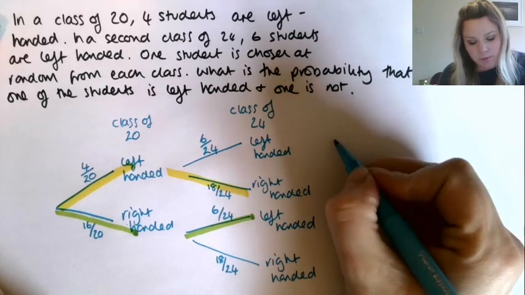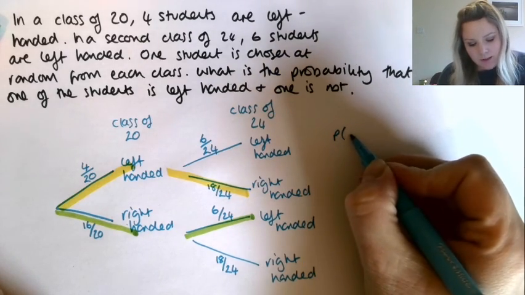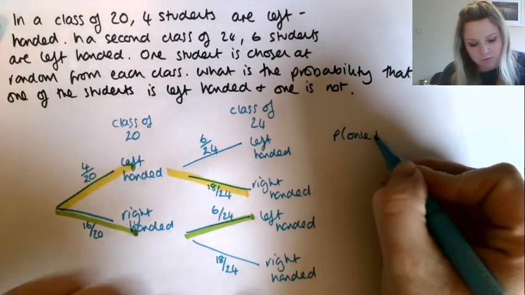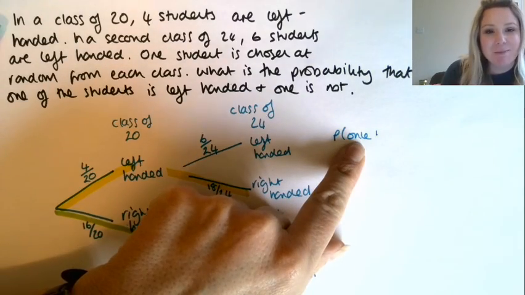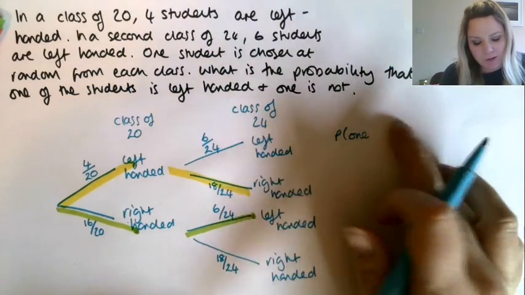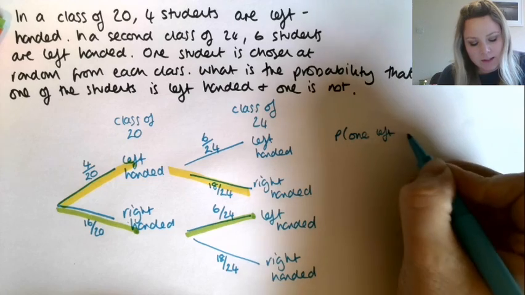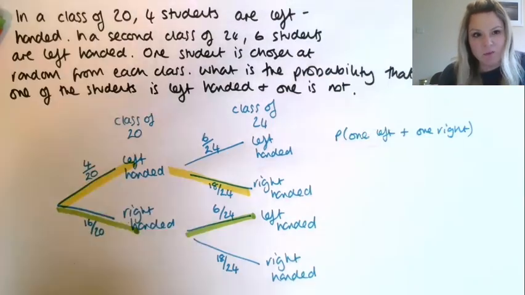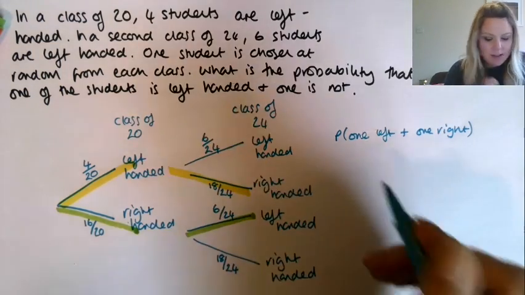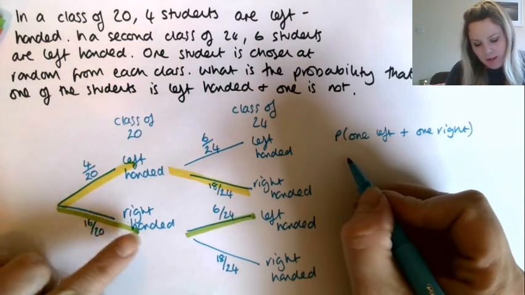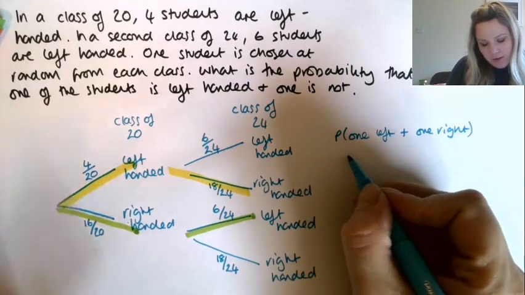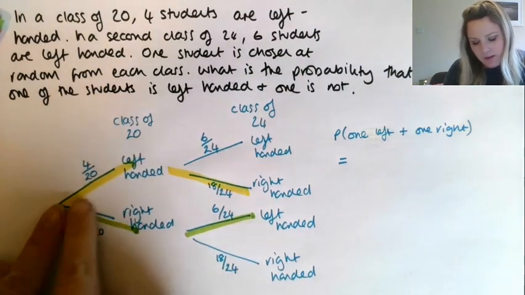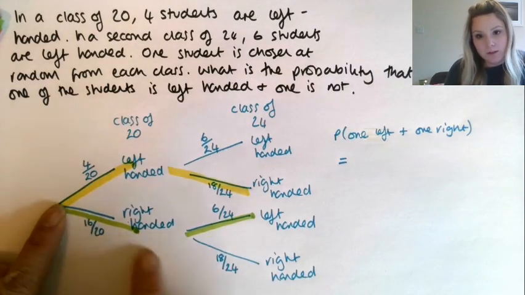So the probability, let me fix that wee spelling mistake. So the probability that we have got one left-handed and one right-handed, and I'm just simplifying it, writing it a wee bit shorthand, is going to be that it's either going to be this or this.